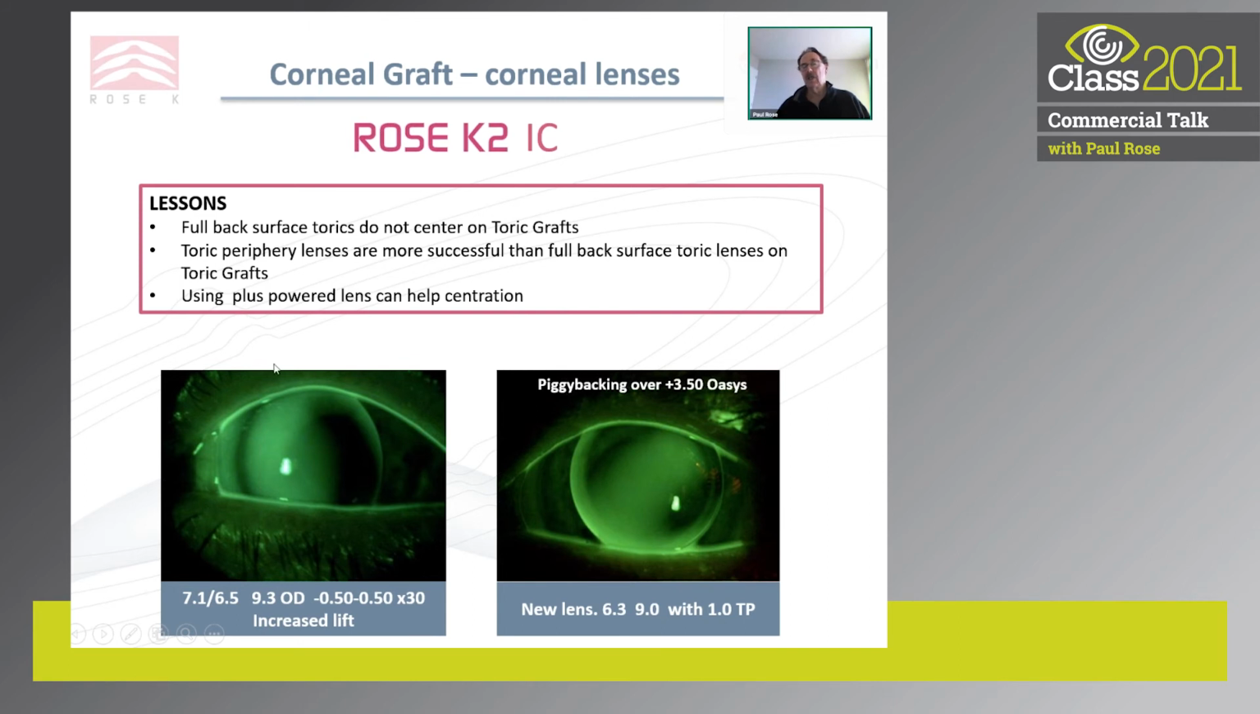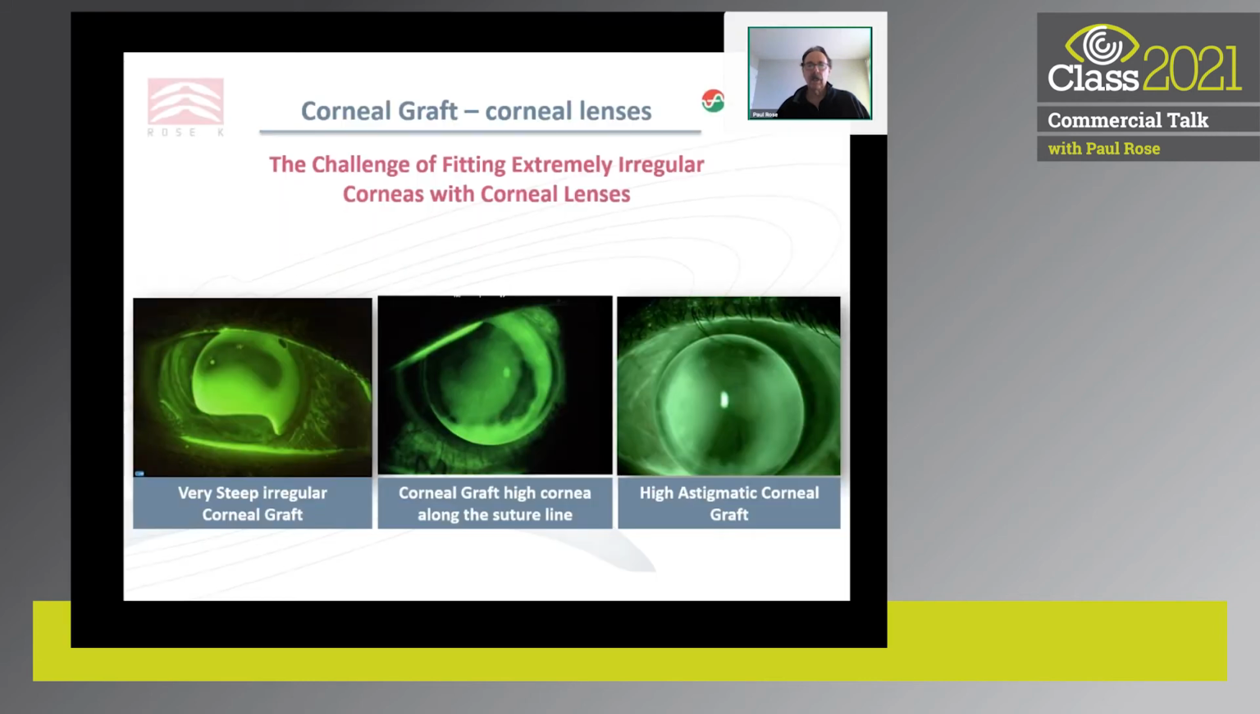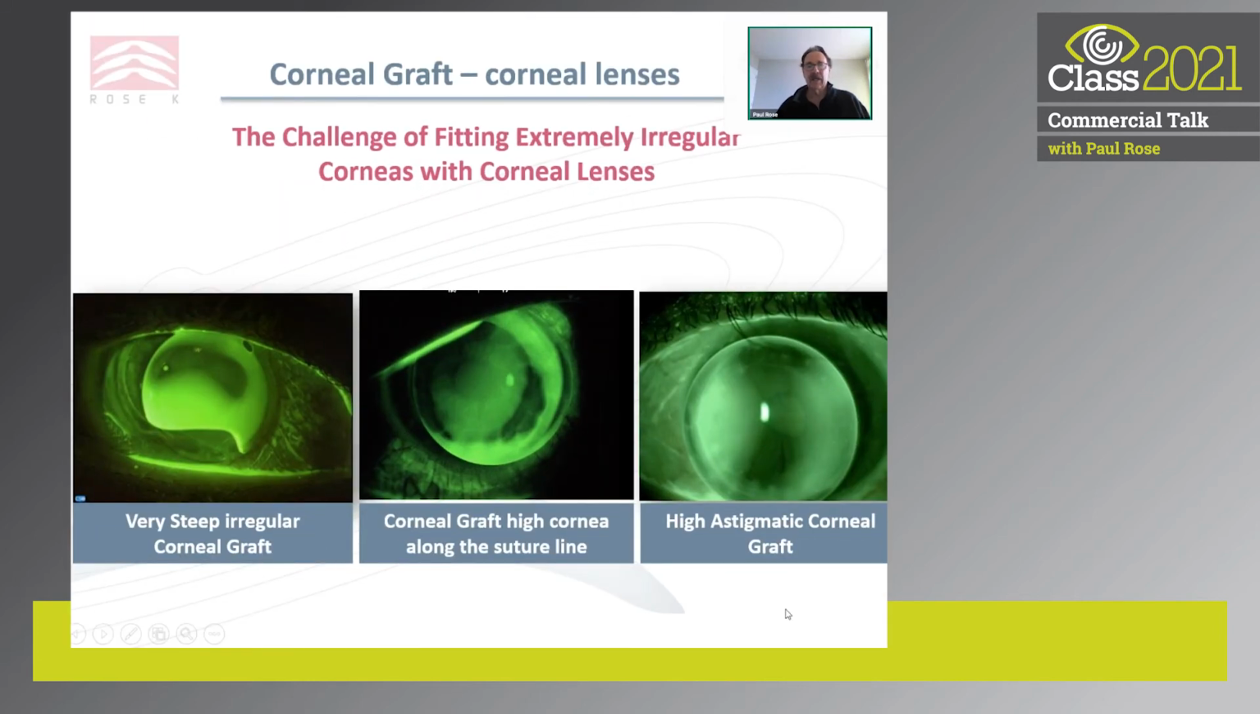And just think, sometimes using a plus-powered soft lens can help center the lens better. However, there are certain cases where, no matter what you do with a corneal lens, you can't get a good fit. And in these cases, which are going to be most unsatisfactory, the lens is decentering well out. And again, we have a high degree of astigmatism across the graft.